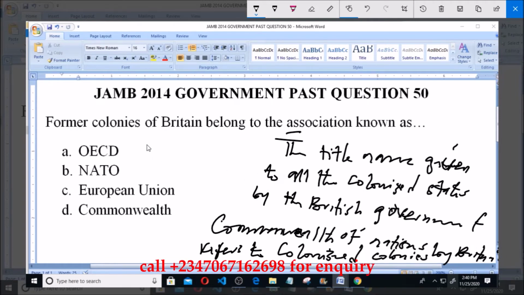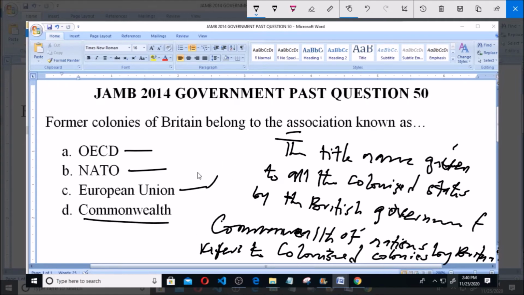So option A says OECD, B says NATO, C says European Union, D says Commonwealth. I want to talk about the European Union. European Union is a conglomerate word for all the states in Europe. So Commonwealth of Nations is the name of the association given to all the former colonies of Britain.